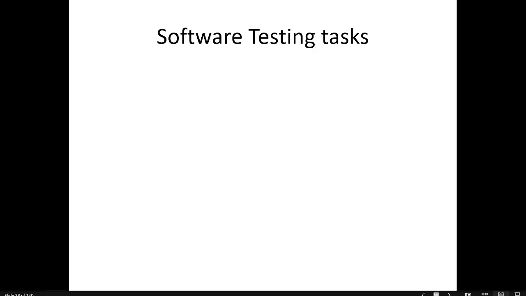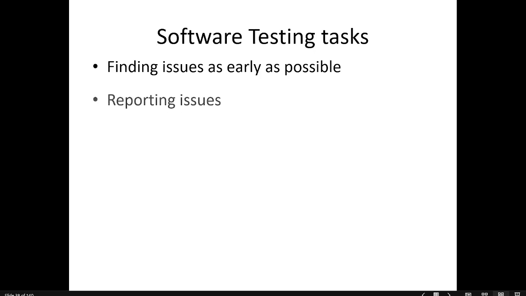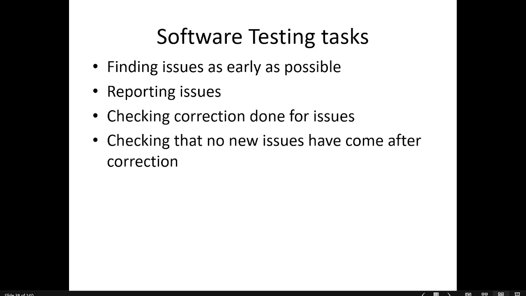Now, once this is finalized, let's understand the tasks that are involved in the software testing process. Finding issues as early as possible, reporting issues, checking that corrections are done for issues, and checking that no new issues have come after correction. So this is a summarized task list. Let's understand finding issues as early as possible. Why is this particular statement here? It is believed that issues identified beforehand or earlier will actually stop future issues. That's why finding issues as early as possible is important.